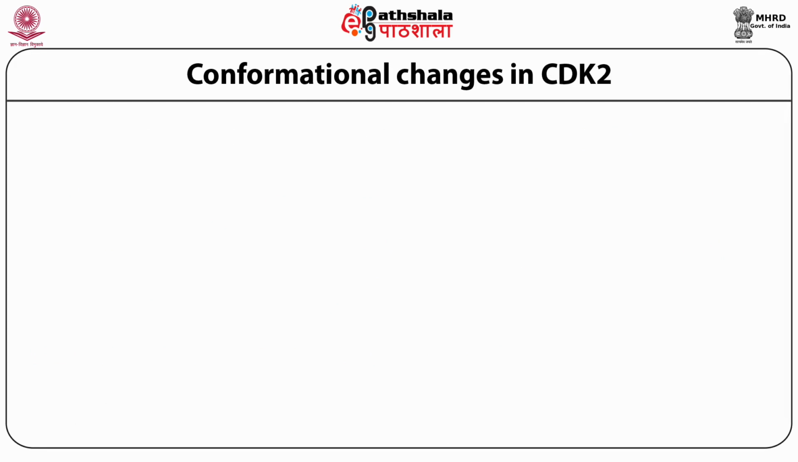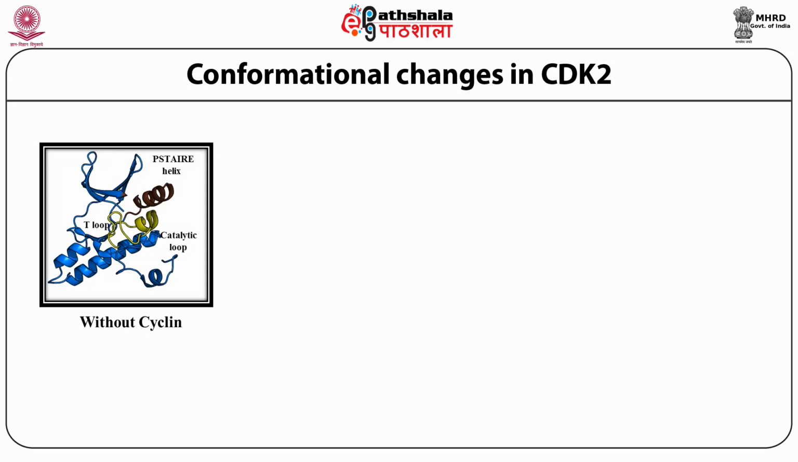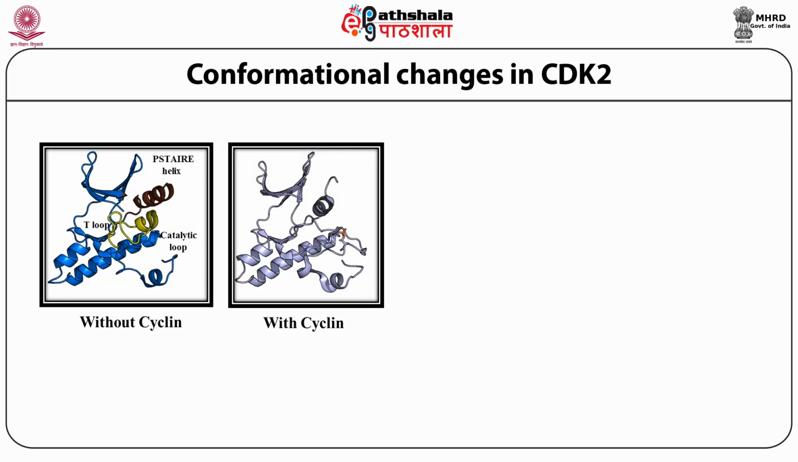In this slide, I am showing the conformational changes in cyclin dependent kinase. On the left, where cyclin is not bound, you can see the orientation of the PSTAIRE helix and T loop. When it is bound to cyclin, the PSTAIRE helix is pushed and rotated at the glutamic acid level. And the T loop, which had a small helix, changes into an extended structure, which results in a small beta sheet when bound to cyclin.